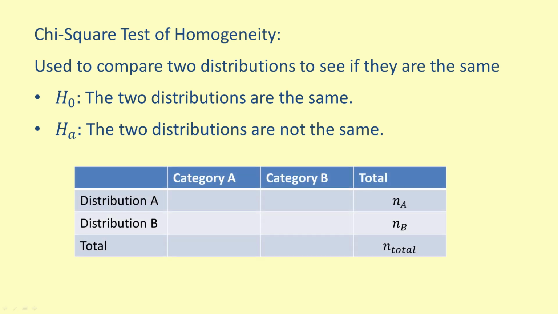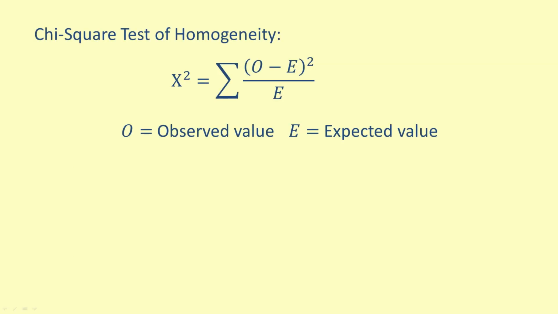Use a contingency table to help perform a chi-square test of homogeneity. The chi-square test statistic is the sum of the square of the differences between each observed value and the corresponding expected value divided by that expected value. This statistic converges to a chi-squared distribution with a parameter called the degrees of freedom.